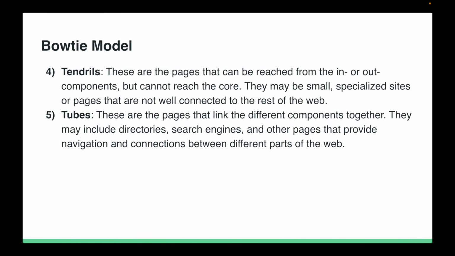Now, next we have tendrils. These are pages that can be reached from the in or out components, but cannot reach the core. They may be small, specialized niche sites that are not well connected to the rest of the web. For example, a site that focuses heavily on nunchucks might be a tendril. Then finally, we have tubes. These are pages that link the different components together. They could be directories, search engines, or other pages that provide navigation and connections between different parts of the web.